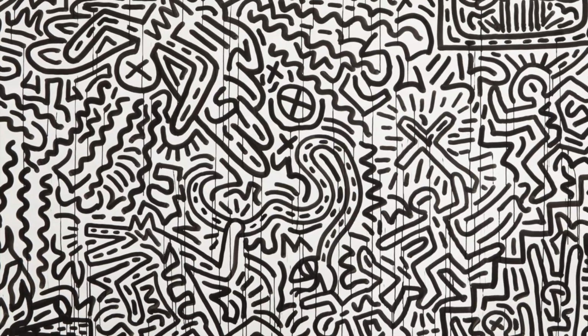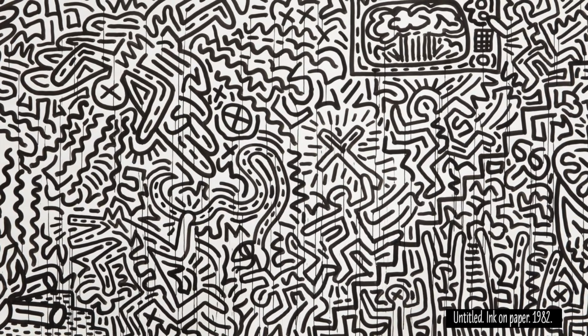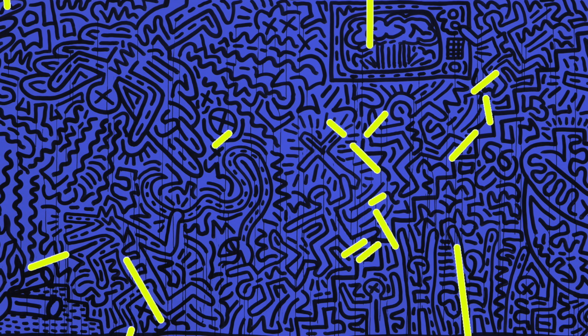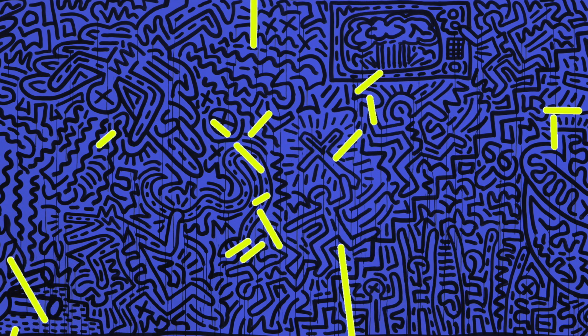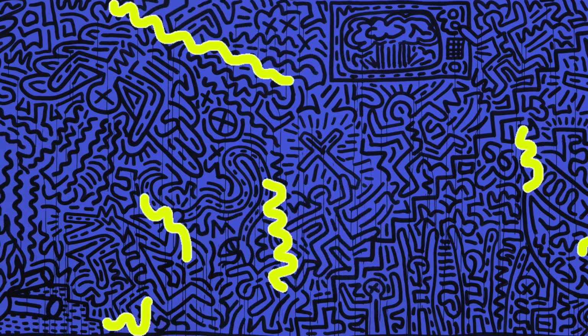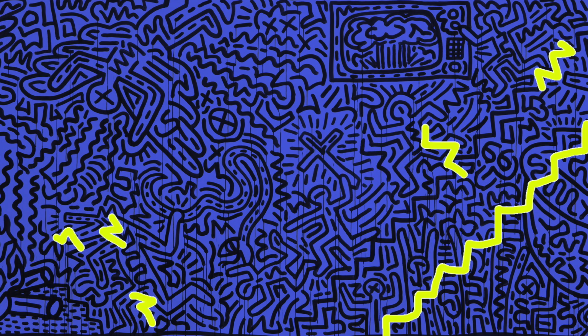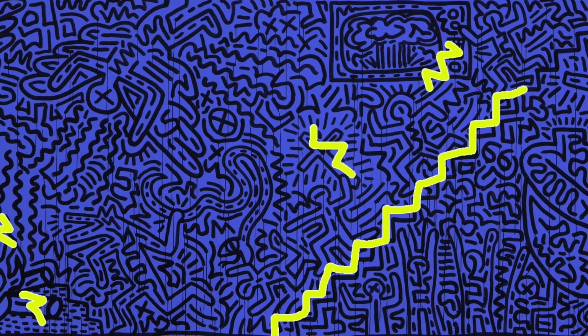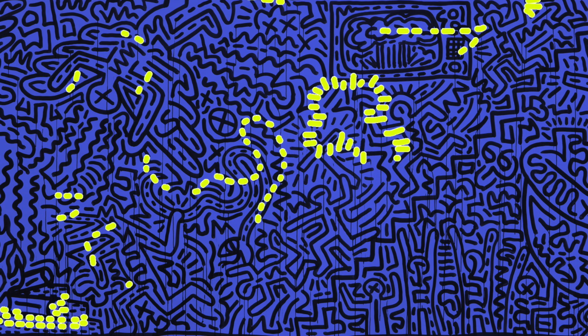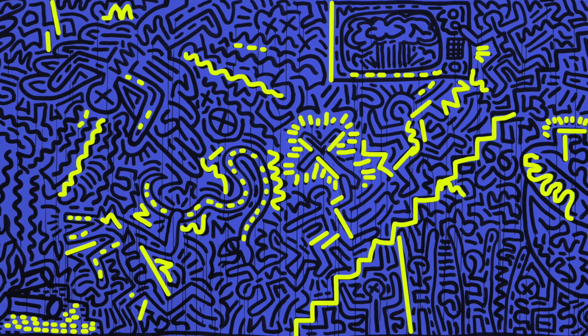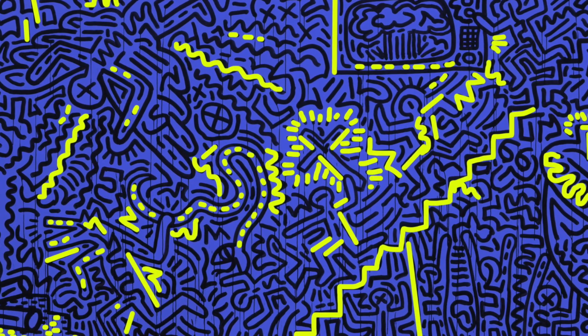In his drawings, he used different kinds of lines: straight and diagonal, squiggly, zigzag, and dashed or dotted. His lines expressed movement and emotion.